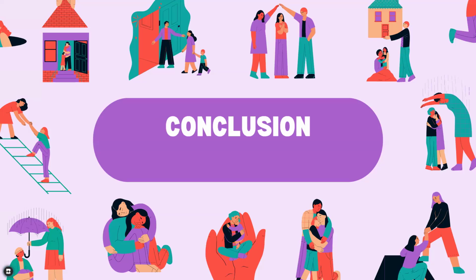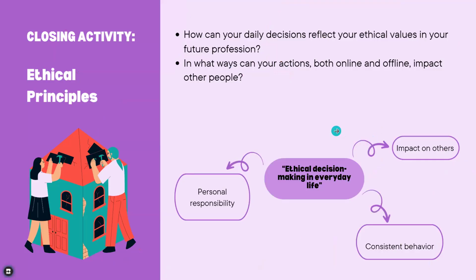And as a conclusion, folks, I would like to finish with two questions that I would like most of you to reflect on. The first one: how can your daily decisions reflect your ethical values in your future professions? And the second one: in what ways can your actions, both online and offline, impact other people? You can support your ideas with the mind map below, and we're gonna divide the questions. The first question is for men, and the second question is for women.